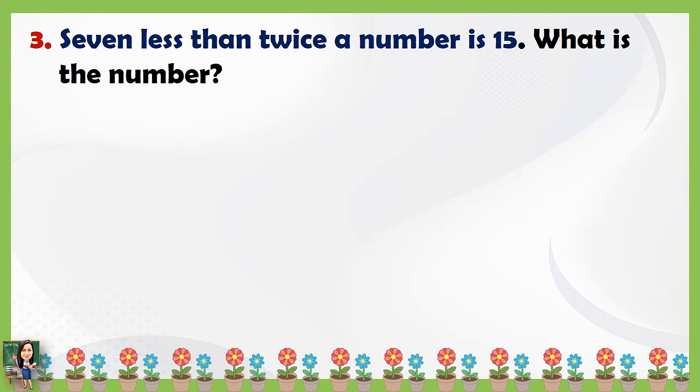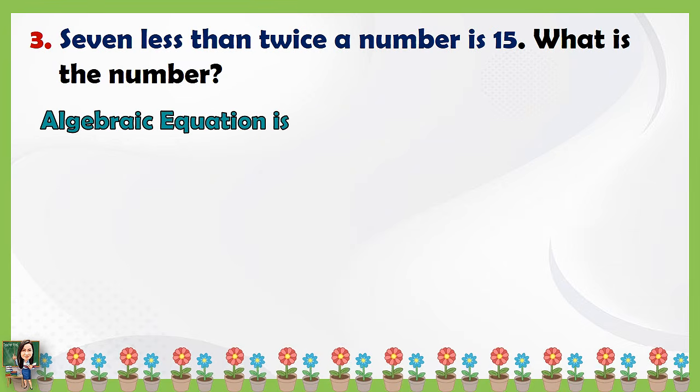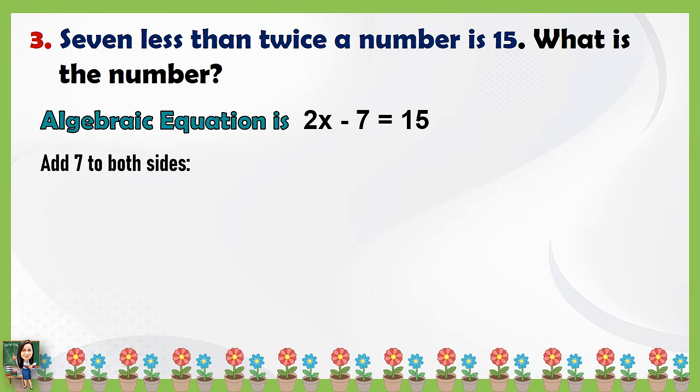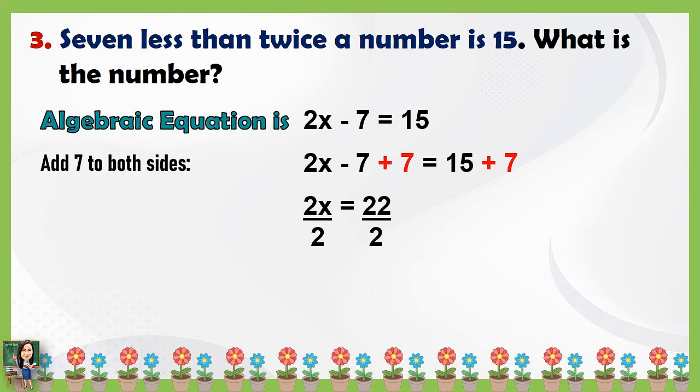Number 3. 7 less than twice a number is 15. What is the number? The algebraic equation is 2x minus 7 equals 15. Add 7 to both sides. That is 2x minus 7 plus 7 equals 15 plus 7. Then negative 7 plus 7 equals 0. The remaining is 2x. Then 15 plus 7 equals 22.